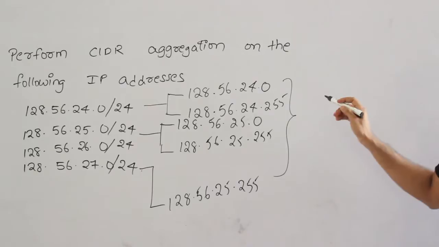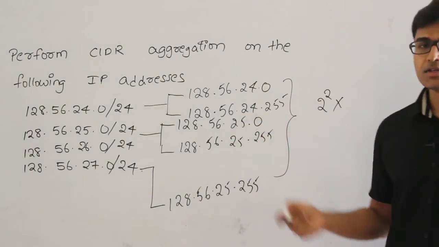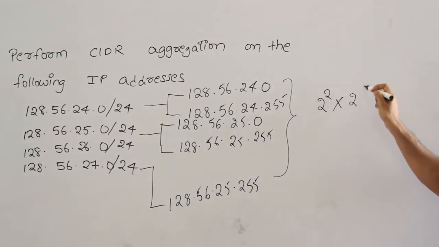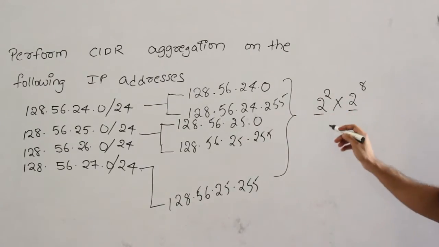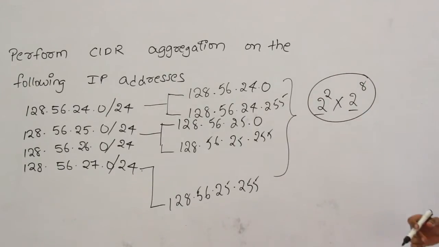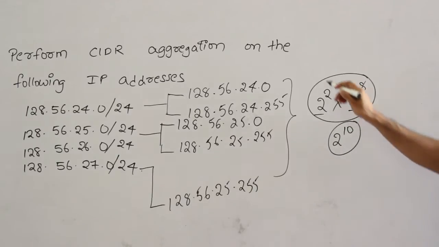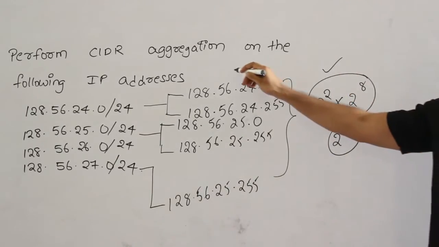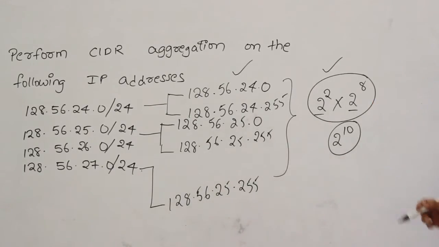How many networks are there? 4, which is a power of 2, and the size of each network is 2 power 8. Therefore, the number of networks and the size of each network are both powers of 2. If I combine all of them together, what is the total number of IP addresses? 2 power 10. So the second rule is also followed. The first rule is all of them are contiguous. The second rule is the number of networks is a power of 2 and the size of each network is a power of 2. That is also followed.